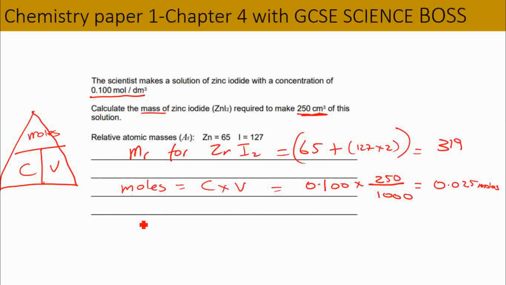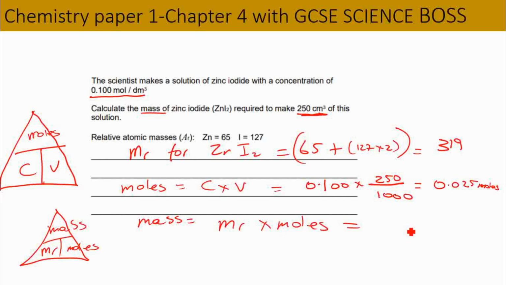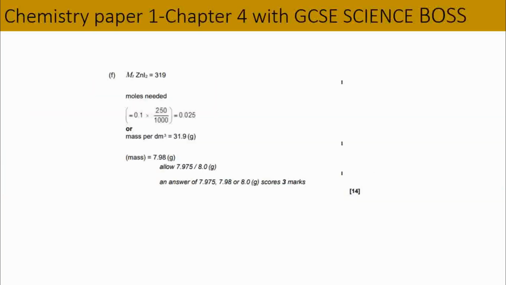Okay, so that's the amount of moles that I would need, but the question asks us for the mass. So mass is equal to, think about our next triangle there. Mr, moles has mass on his head, so mass is equal to Mr times by moles, which will give me 0.025 times by 319, which should give you an answer of 7.98 grams. Okay, so have a look at the mark scheme.